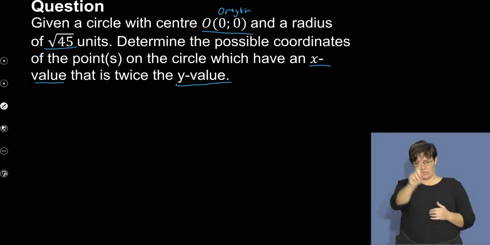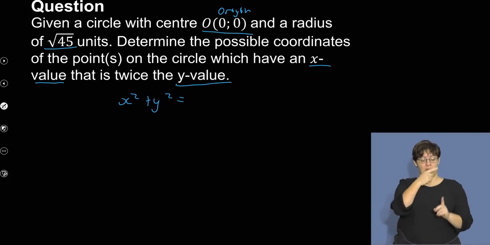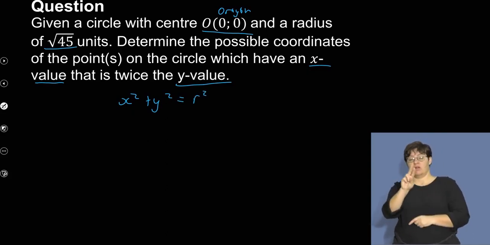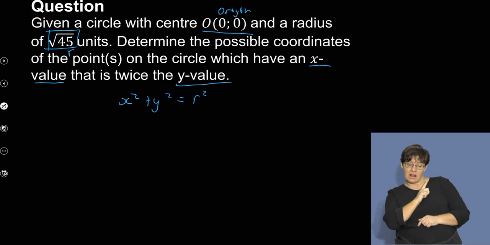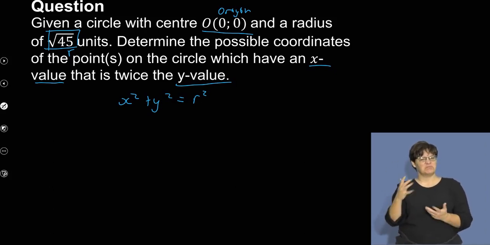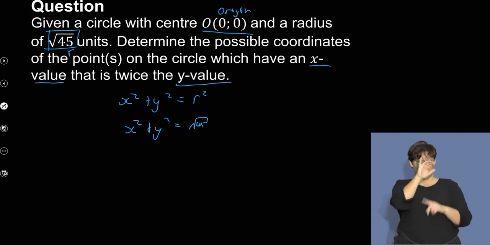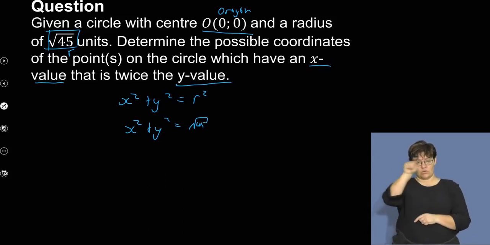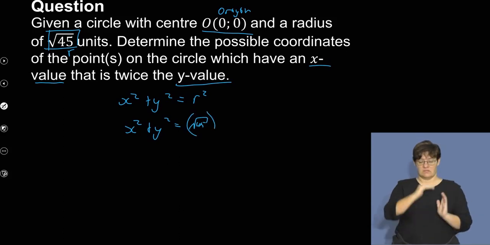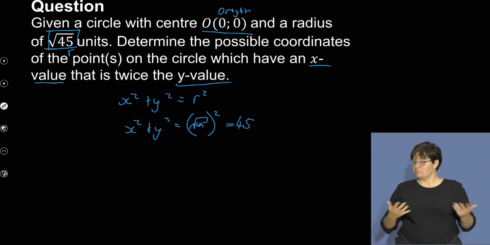What I do know is that the equation of a circle is going to be x squared plus y squared is equal to r squared. Now, they've told me that the radius is equal to the square root of 45. So let's put that into our equation and see what happens. x squared plus y squared is equal to the square root of 45, squared. Again, what's important is that I'm squaring that radius, so it's going to be 45. Cool, so I have my equation.